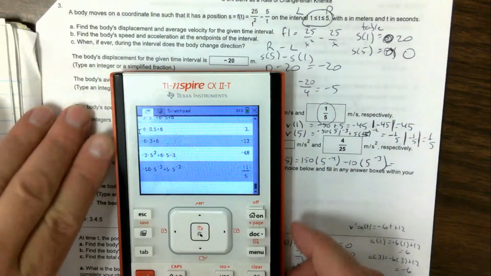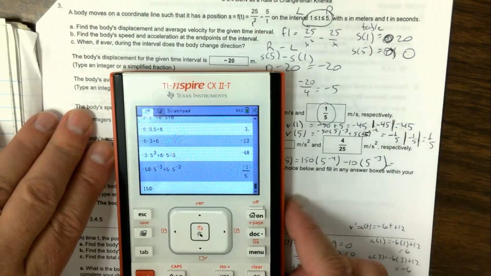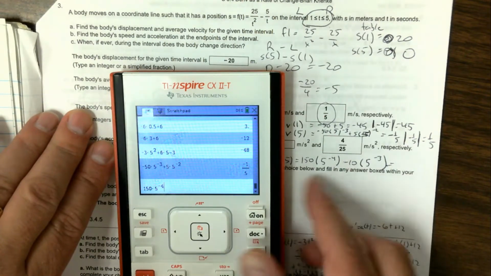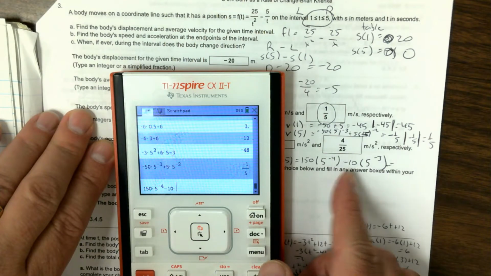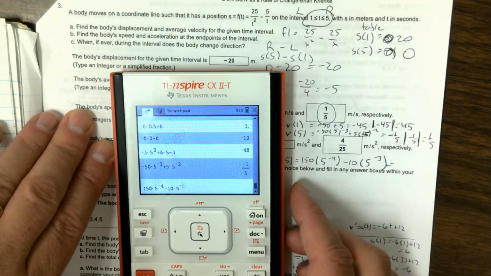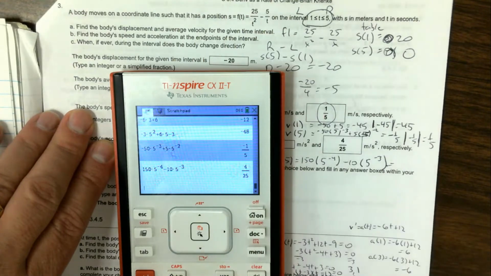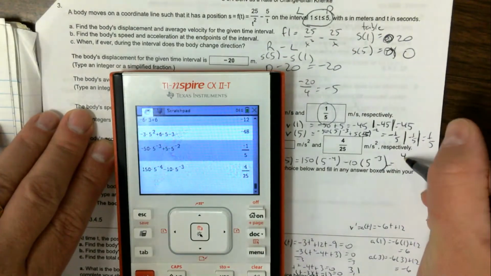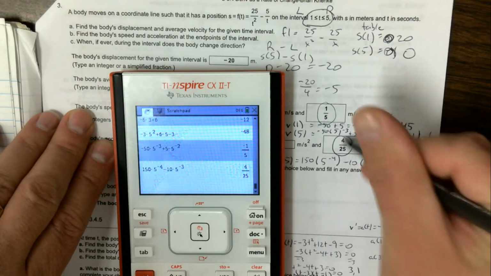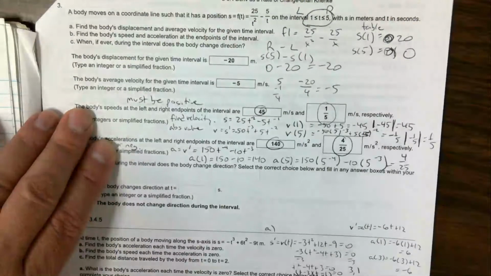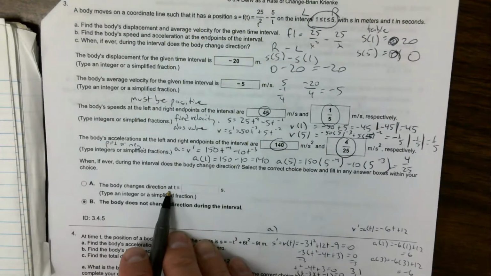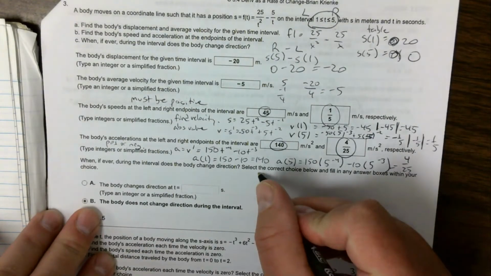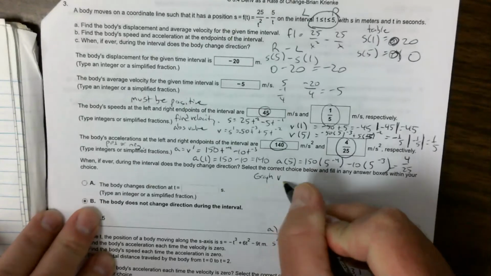So 150 times 5 to the negative 4 minus 10 times 5 to the negative 3. That gives you 4 over 25, which is that answer. Then about the changing direction, let's do it like we did before. Graph the velocity.